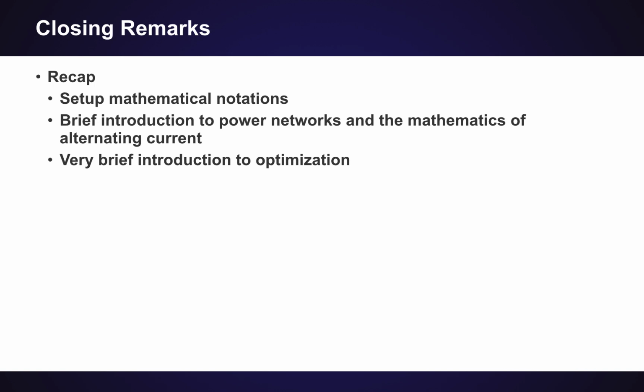So that gives us the end of this lecture. Would you like to do the recap? Sure. So what have we seen in this lecture? First we have set up the mathematical notation. We have given you a super brief introduction to power networks, what they are, what they do, and also put down the mathematics of alternating current, the phasor notation. And then we gave you a super brief introduction to optimization.